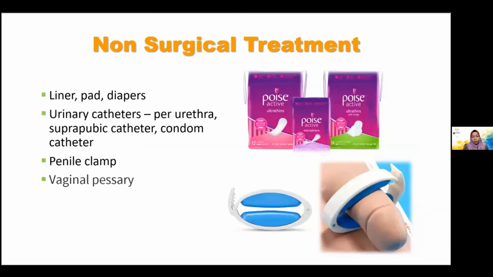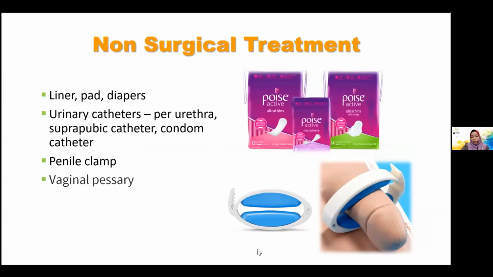Other non-surgical treatments for patients suffering from urinary incontinence: you can use liners, pads, diapers, and containment products, such as the urinary catheter, either per urethra, suprapubic, or also condom catheter. We also have a special device called the penile clamp.